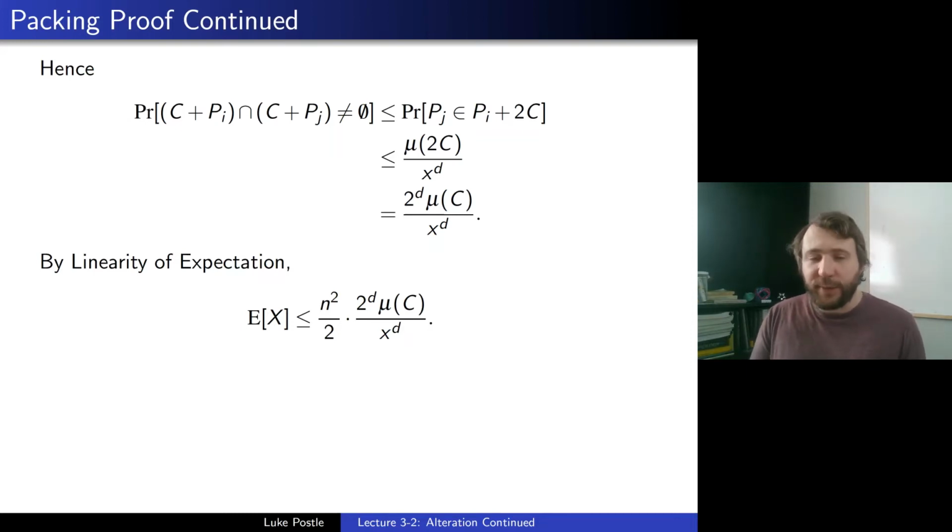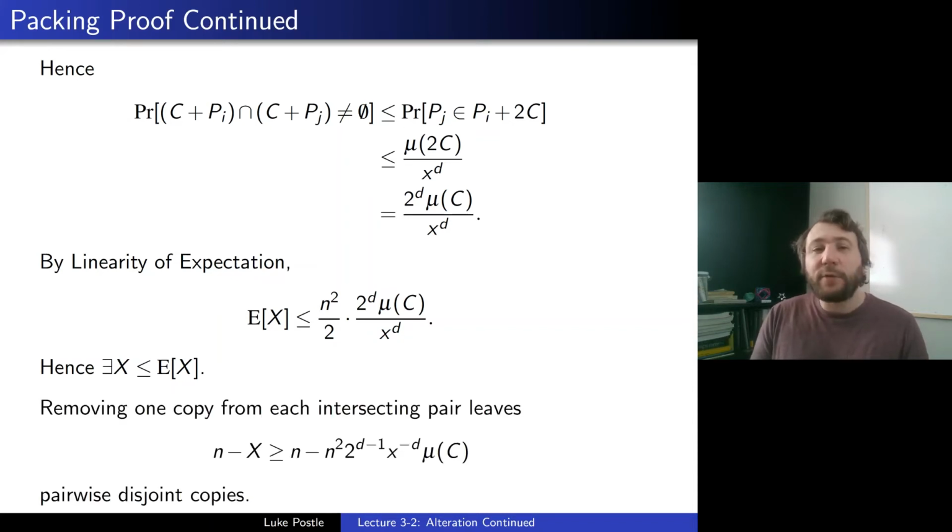Instead, we're going to use alteration. So now let's go ahead and do that. We know that there exists an x that has at most the expectation of x. There's some outcome of our random space wherein this is at most the expectation. And now we'll remove one copy from each intersecting pair, which will leave n minus x number of pairwise disjoint copies. So how many is that?